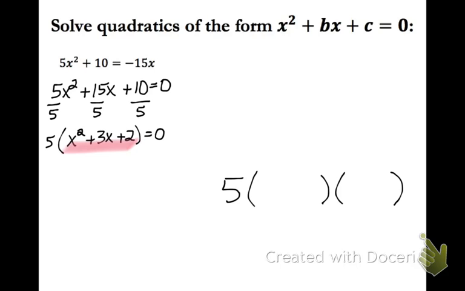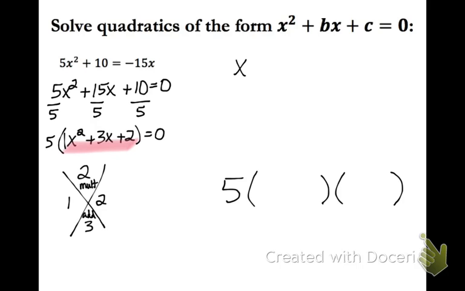Okay, so looking at the x squared plus 3x plus 2, we're going to set up our x here. In the top goes a times c, which is 1 times 2. And in the bottom, we're going to put our 3. Remember, we're going to multiply to this top one and add to the bottom one. The only two numbers that multiply to 2 are 1 and 2, and they also add up to 3. So those are the numbers we're going to use.